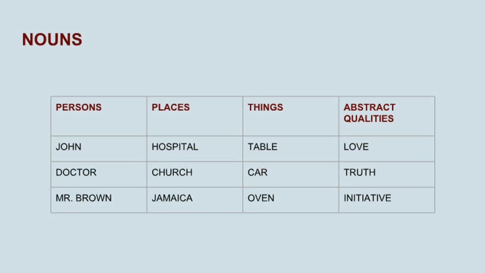For person, we have John, Doctor, and Mr. Brown. For places we have hospital, church, and Jamaica. For things we have table, car, and oven, and for abstract qualities we have love, truth, and initiative.